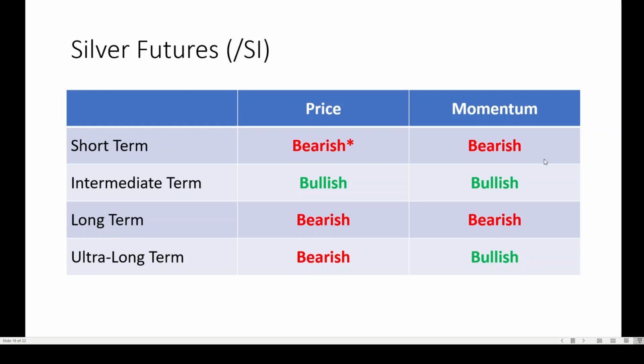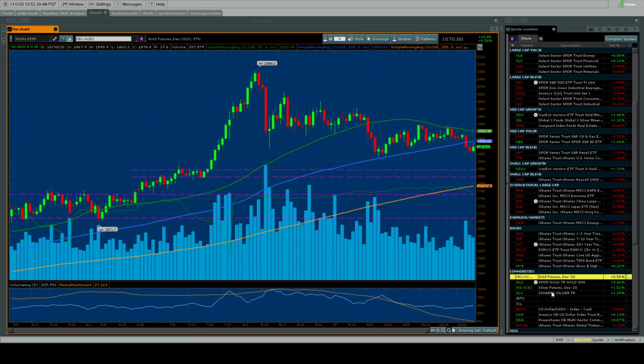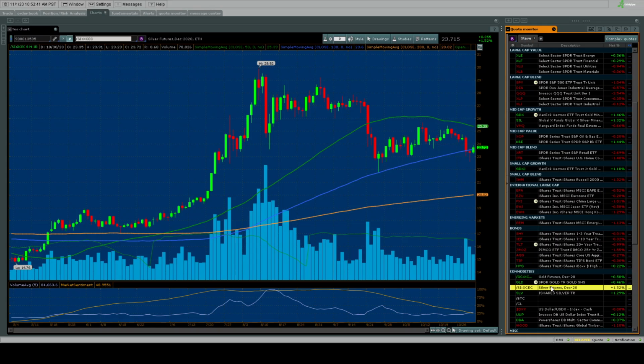Silver, we have bearish in the short term, bullish on the intermediate term, bearish in the long term, and a coin toss on the ultra long term. Let's take a look real quick at the silver chart, see if it looks any different. Other than it's hanging over its 100-day moving average, we see the same kind of setup where the 50-day is starting to act like resistance.